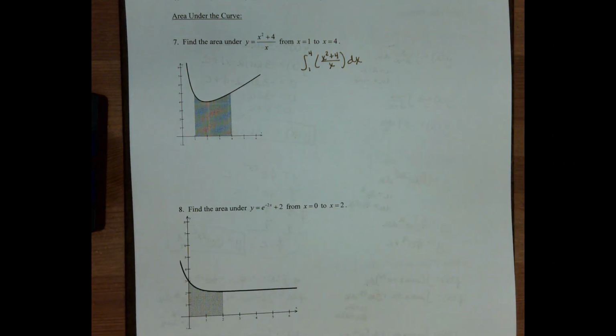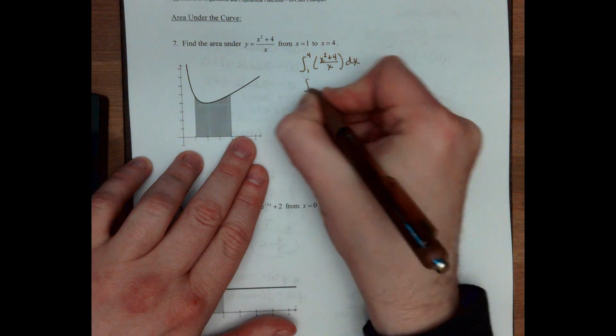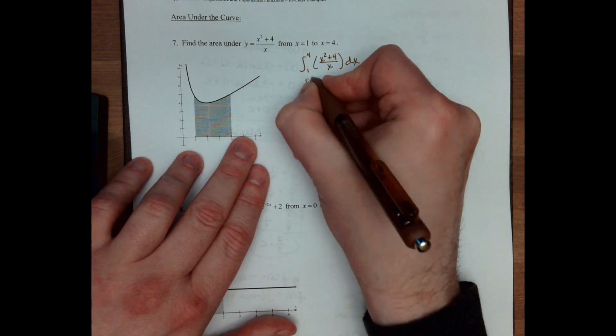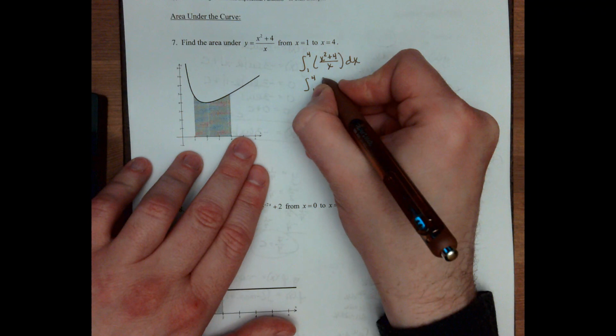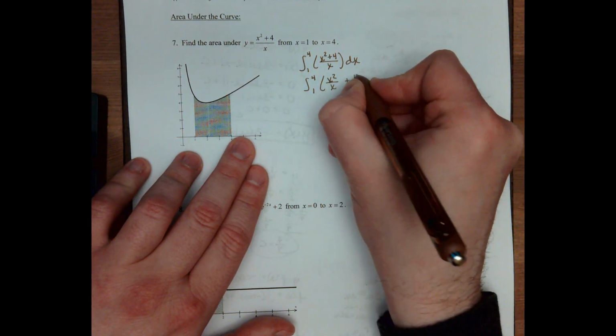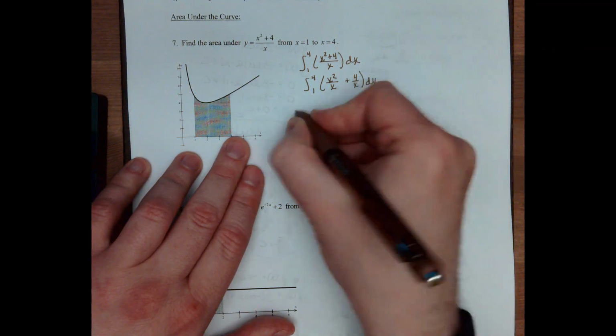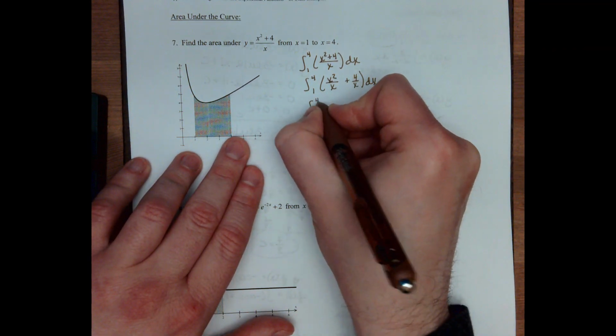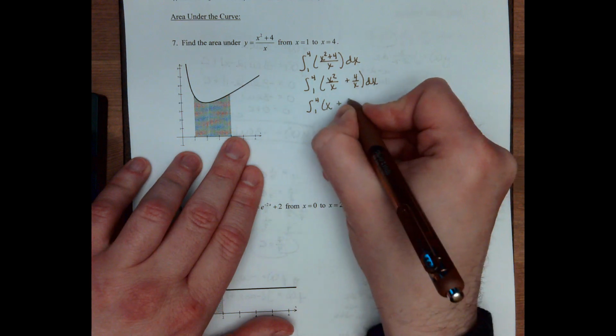Now, you should look at this and notice, oh, degree of the numerator is greater than or equal to the degree of the denominator, which means division. I could use long division, but I think the better way to go here is just to separate the fraction and divide that way. If the denominator was like x minus 2 or something, there'd be no way around real division. But I think here I'm just going to say x squared over x plus 4 over x dx, which just gives me the integral from 1 to 4 of x plus 4 over x.